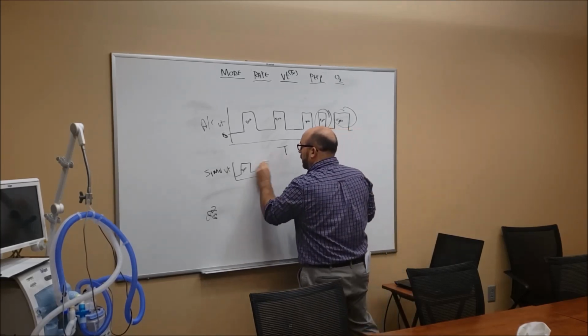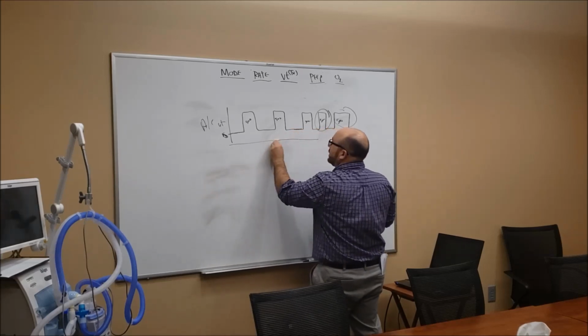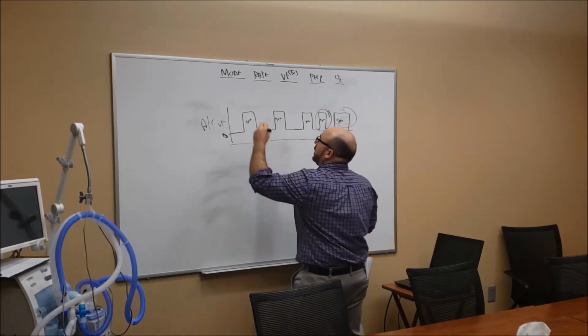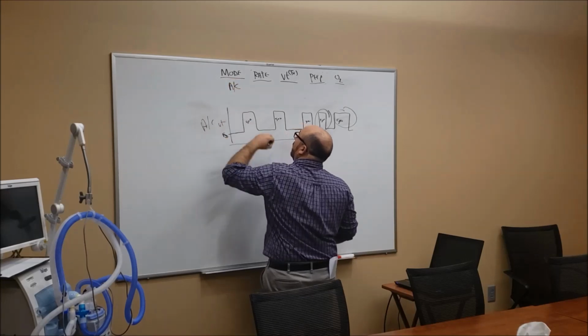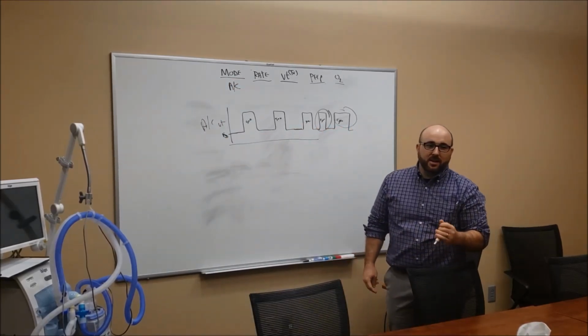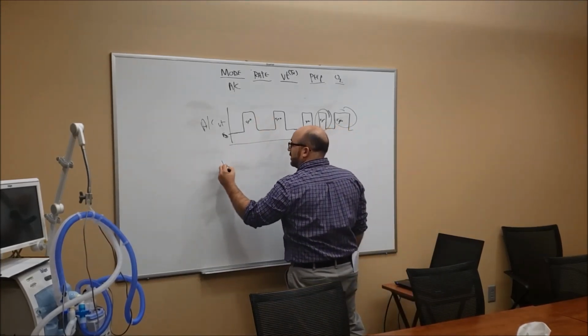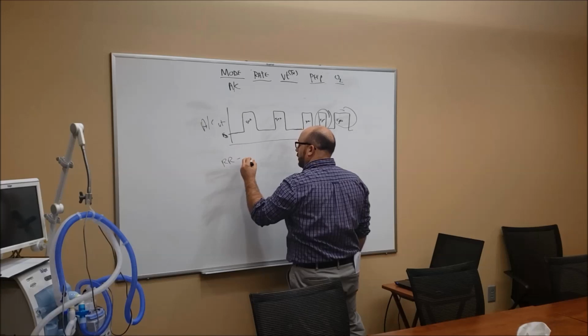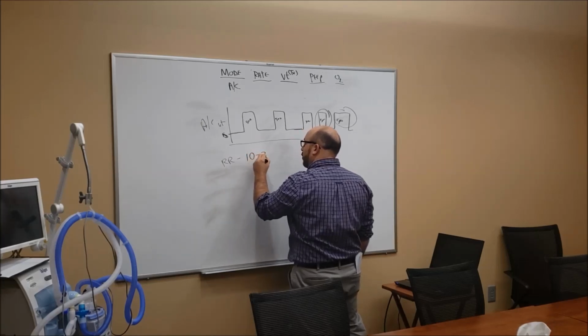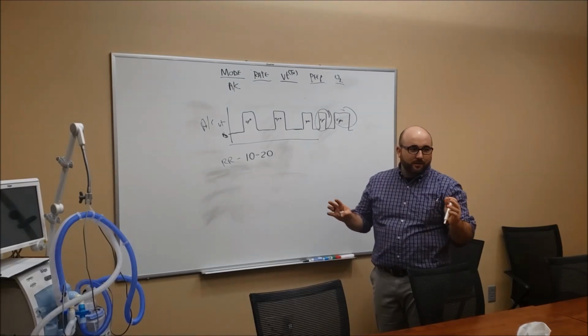So, the next thing that we have is, because we have assist control here, so let's say our mode's AC. Next one is respiratory rate. So what's a normal respiratory rate that you might set on the ventilator? Yeah, 16. So respiratory rate, you'll see anywhere from 10 to 20. We always try to keep it an even number. Don't know why, we just always do.